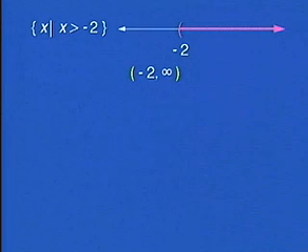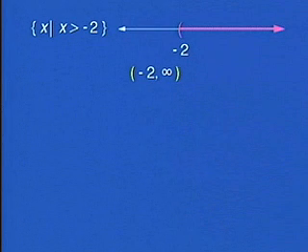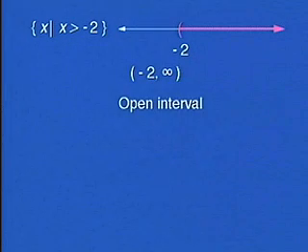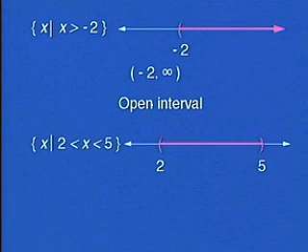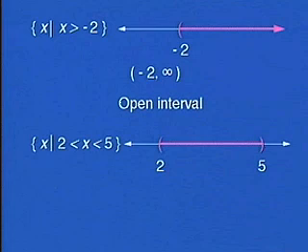We put parentheses around negative 2 since we do not want to include that value, and we put a parenthesis around infinity since we never reach that value. We call this an open interval. Here's another example of an open interval. The set of all x such that x is between 2 and 5.